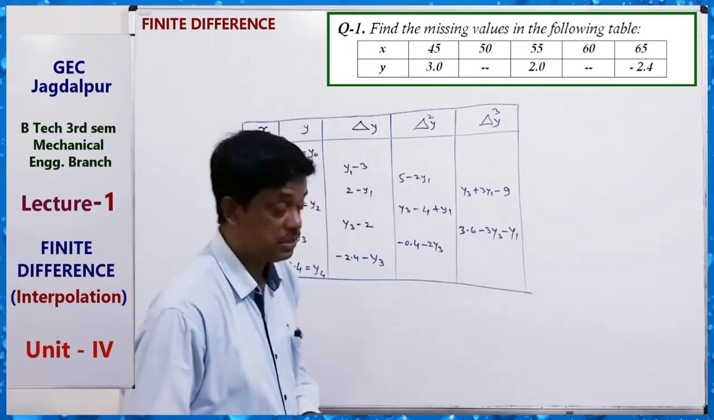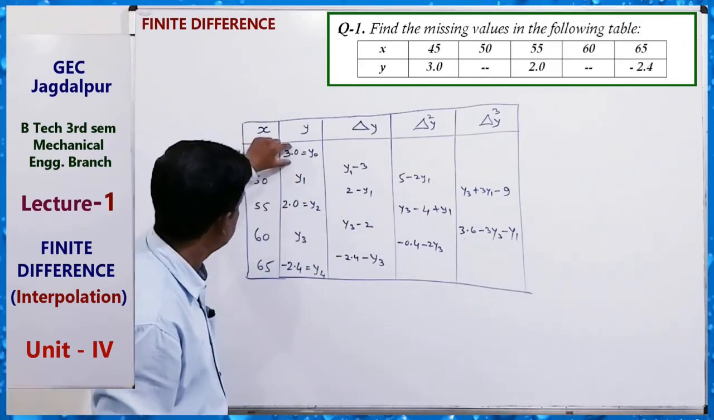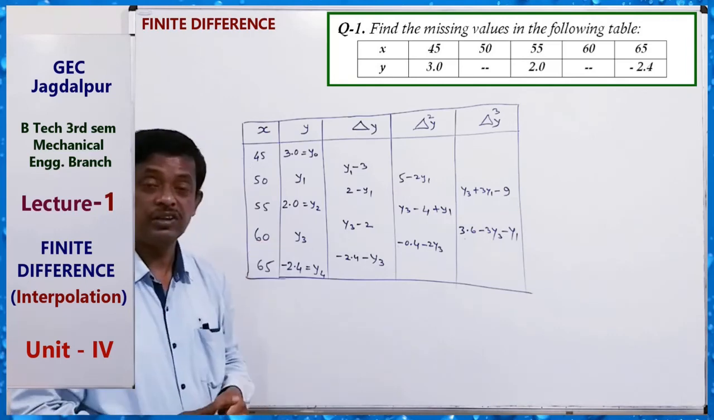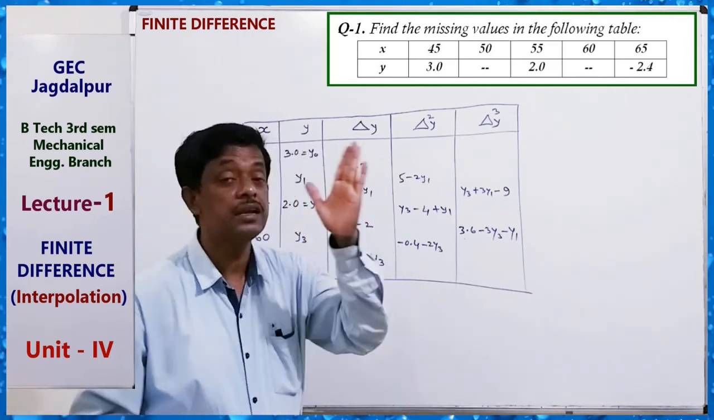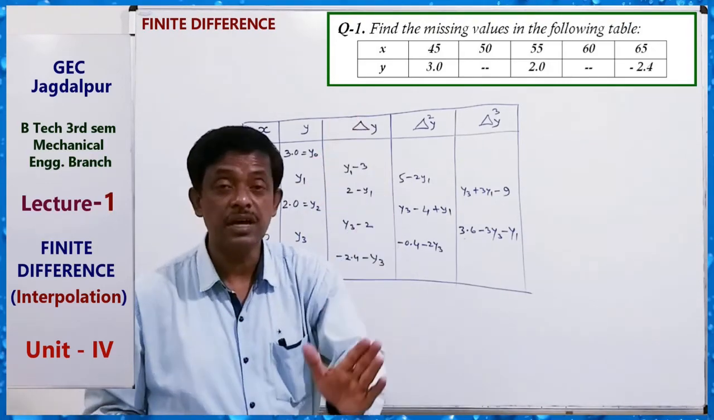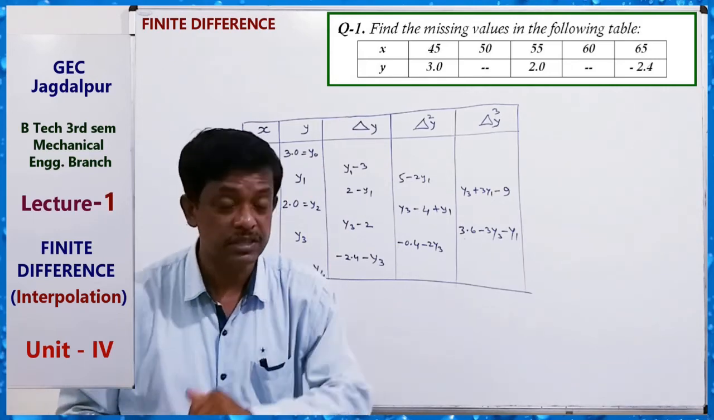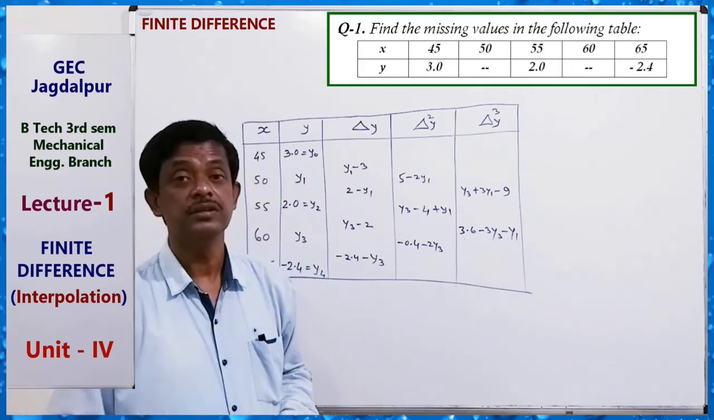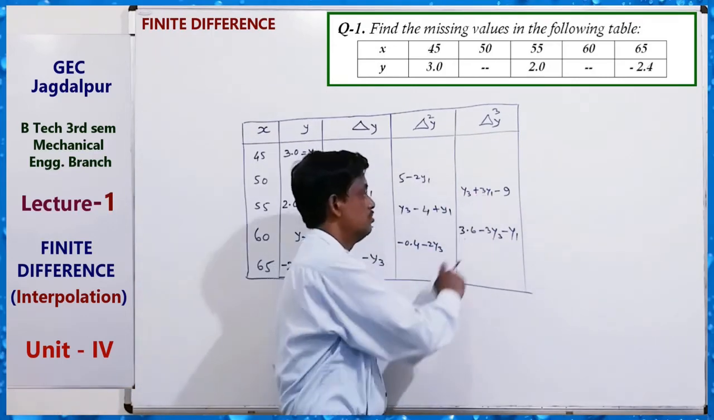Now, since we are given, how many entries are given? 1, 2, 3. 3 entries are given. That is, we can approximate the function as a second degree polynomial. That is, second degree differences are constant, and third differences will be 0. That is, this is 0, this is 0.